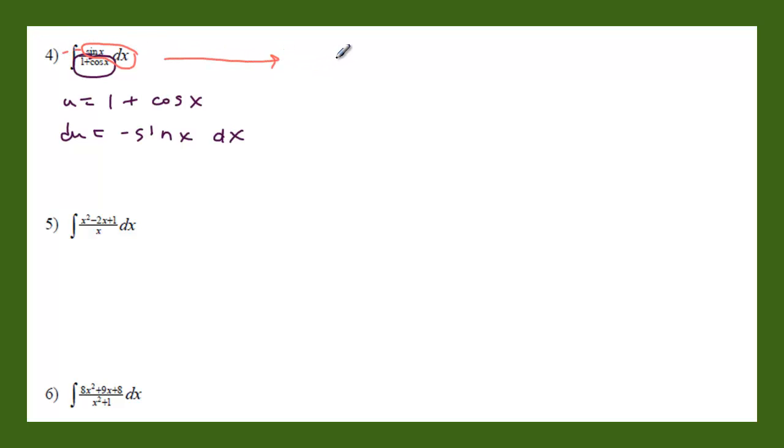Okay, so now doing our substitution, we have the opposite of the integral of 1 over u du. And taking the antiderivative, that gives us minus natural log absolute value of u plus c. And then substituting back in for the u, we have minus natural log of the absolute value of 1 plus cosine x plus c.